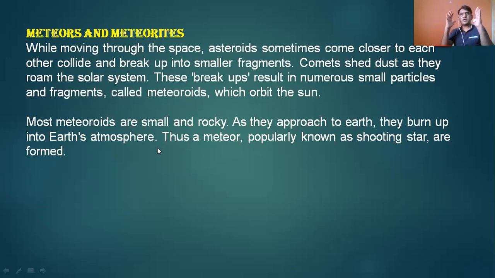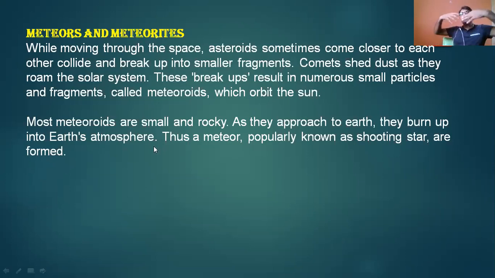So what happens when they roll around the sun? Sometimes they come closer and collide together. When they collide, there is breakage, and some pieces break off. Similarly, comets shed dust, and that dust comes out and becomes part of the atmosphere. When the breakup happens and they convert to small particles, naturally they come towards the Earth. Most meteoroids are small and rocky, and as they approach the Earth, they burn up in the Earth's atmosphere.